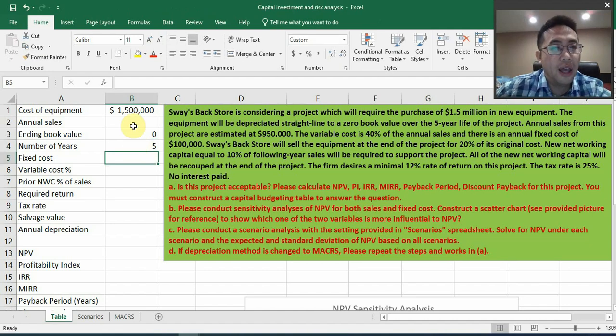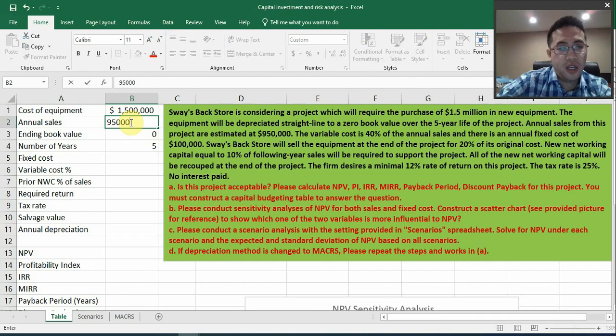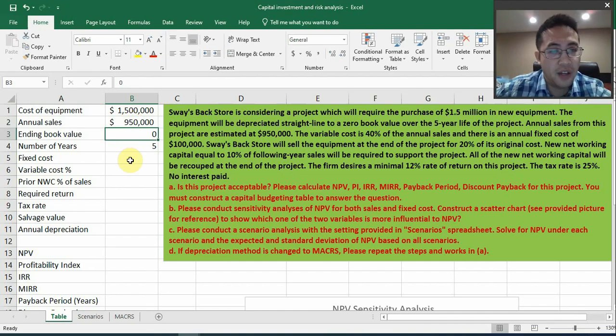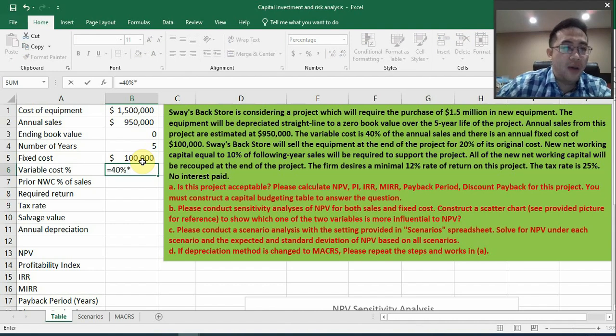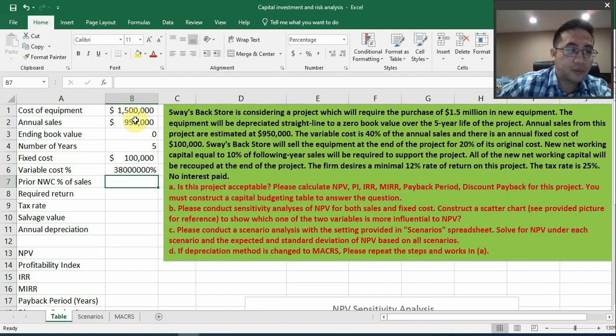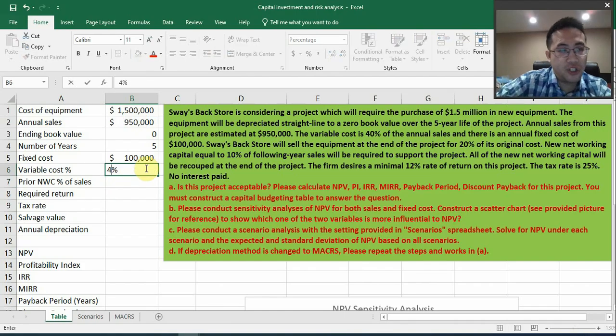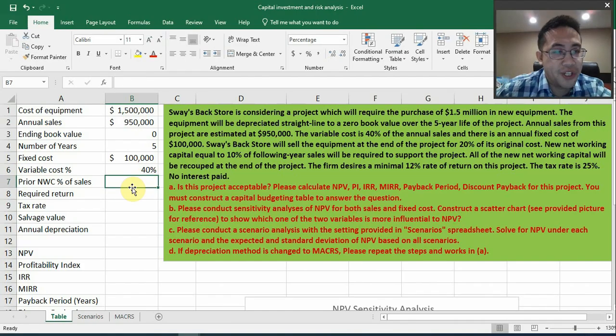And the annual sales here is $950,000, so let me just put that number in here. You are also given $100,000 of fixed cost, and 40% of the annual sales would be the variable cost. So fixed cost is 100,000, and the variable cost is 40% of the annual sales. Just put 40% there.